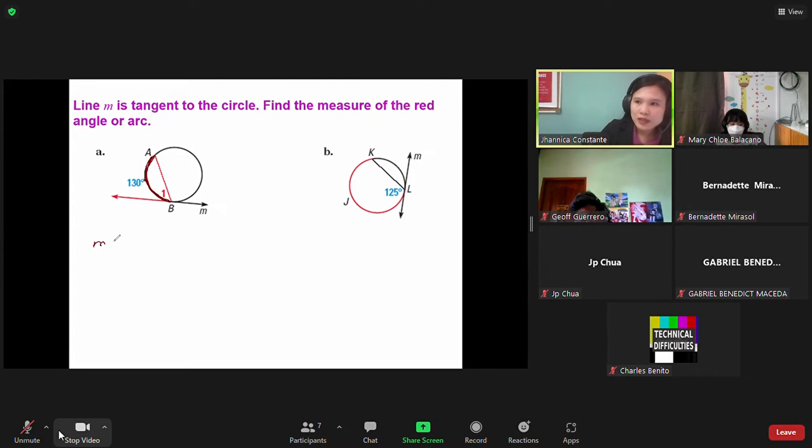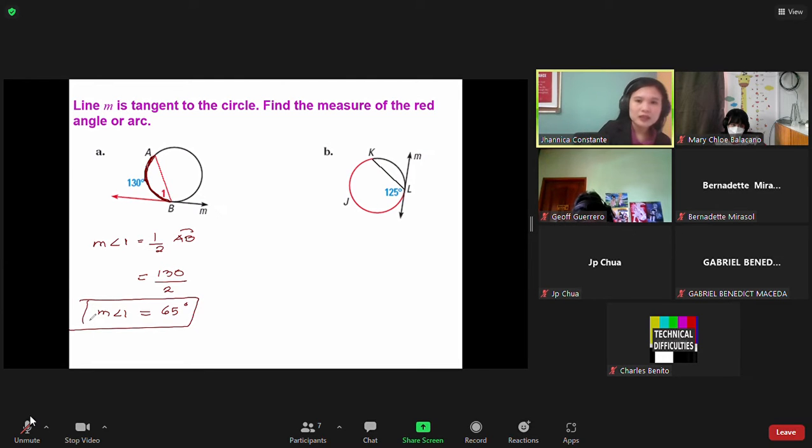So the measurement of angle 1 is equal to half the measurement of our arc AB. So if arc AB has a measure of 130 divided by 2, that means the measurement of our angle 1 in the circle that we have is equal to 65 degrees. So that's how we get the measurement of the angle that is being produced by a tangent line and a chord intersecting at exactly one point.